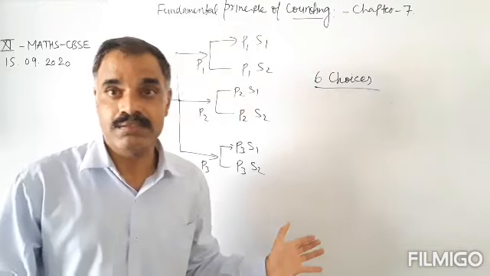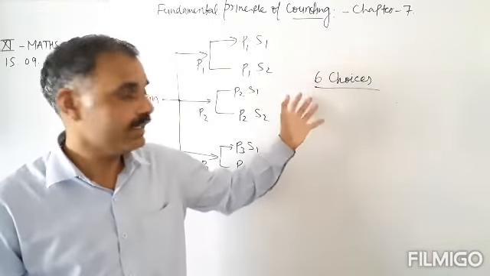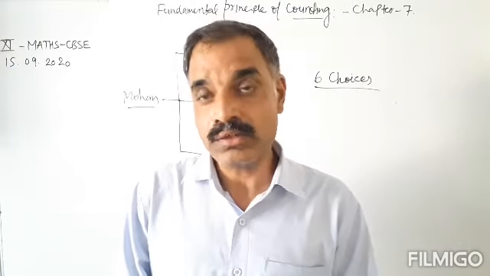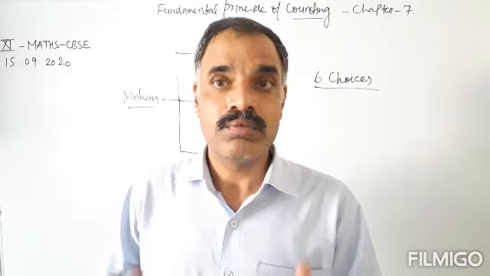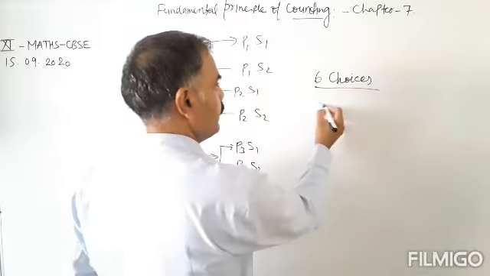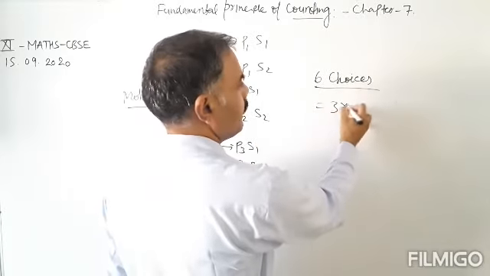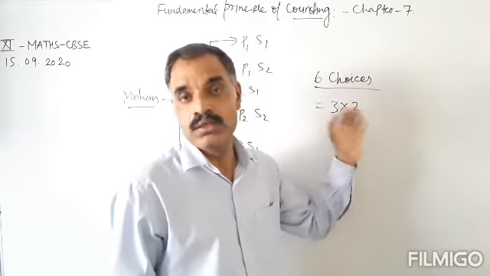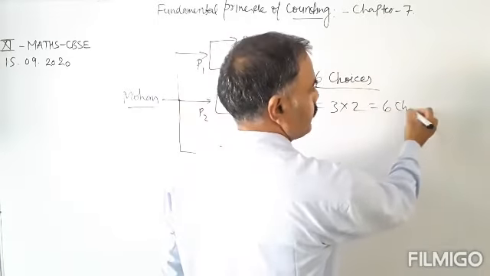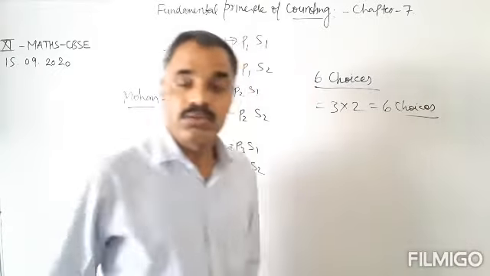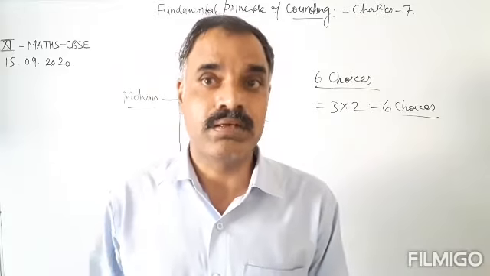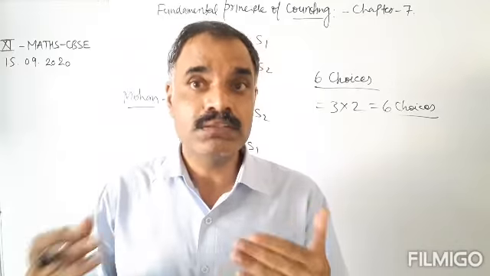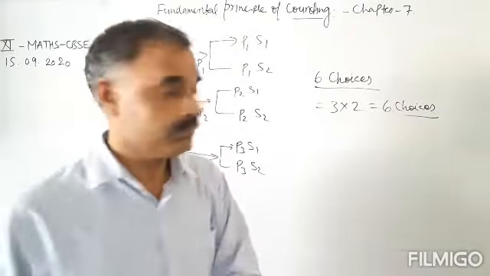So this is the method where we find the pairs of pant and shirt by arranging the pant and shirt. But we also have another method: he has 3 pants and 2 shirts, so 3 multiplied by 2 is equal to 6 choices. Now we are taking another example to clear this fundamental principle of counting, that is the example of Sabnam.